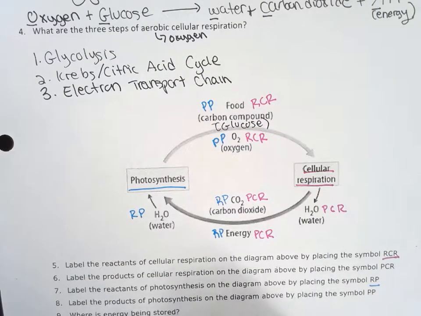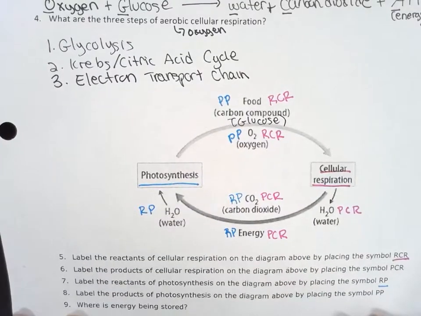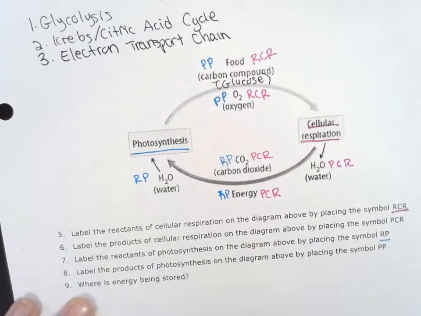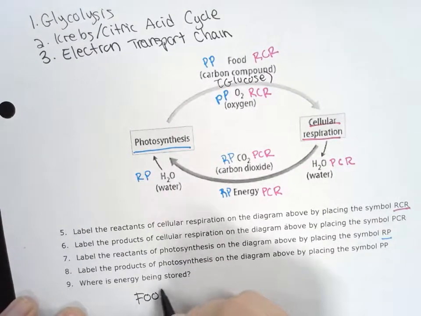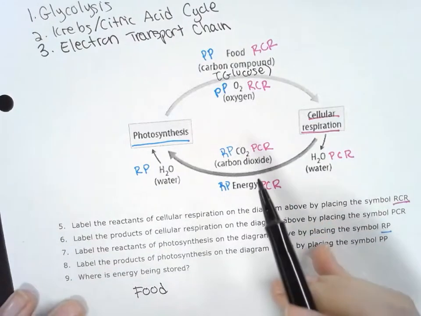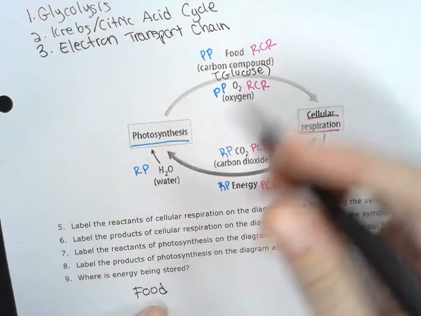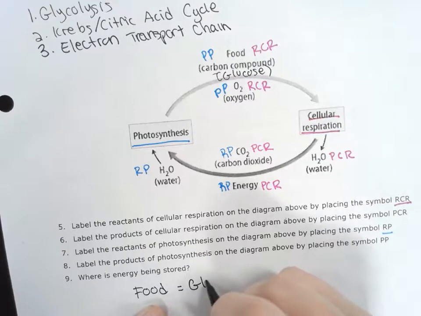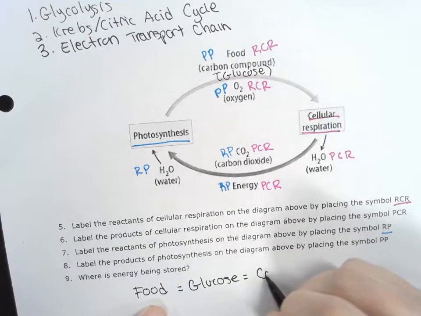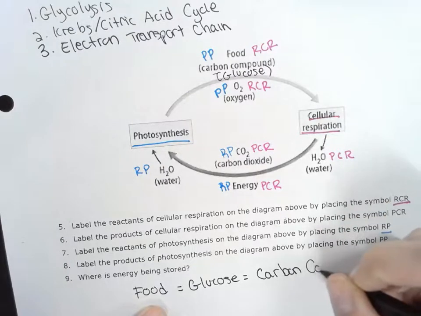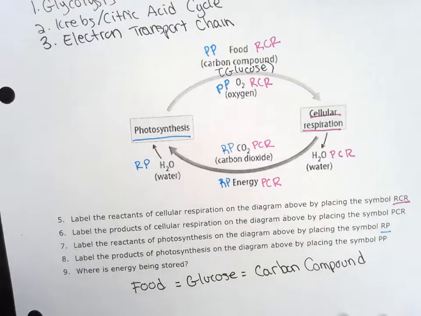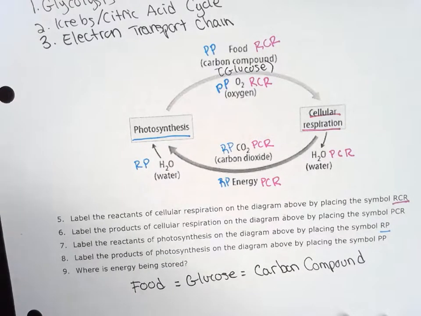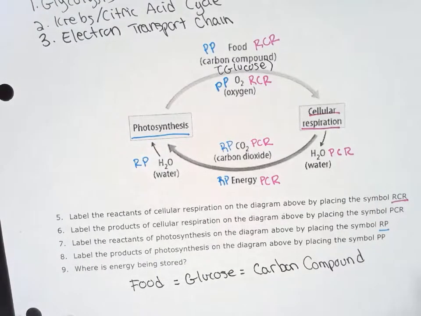All right, my last question, number 9 on this page, where is the energy being stored? Well, if you think of how you get energy, right, you have to eat. So I know that I'm going to look up here at food. So food, that's where energy is always stored. And if I just break it down to a fancier science term, well, food is glucose. And glucose is a carbon compound. So if I say this phrase in a more science vocabulary, I would say energy is being stored in a carbon compound. So flip your paper.